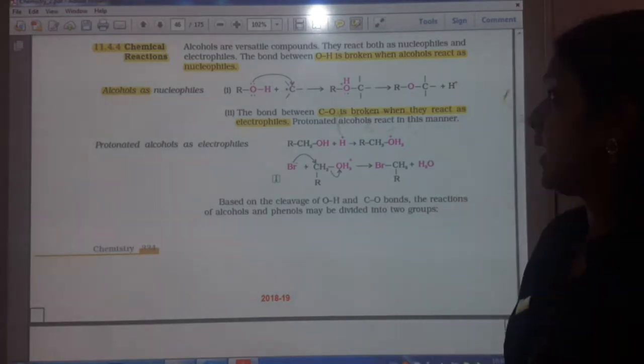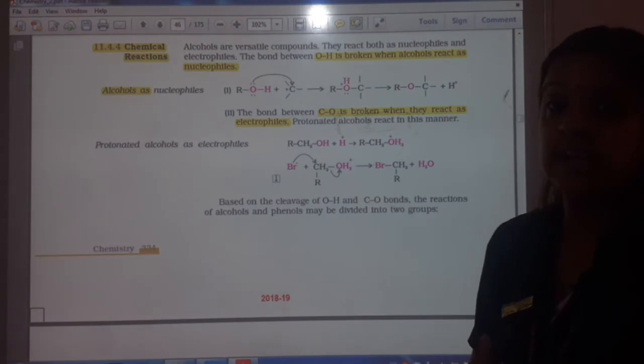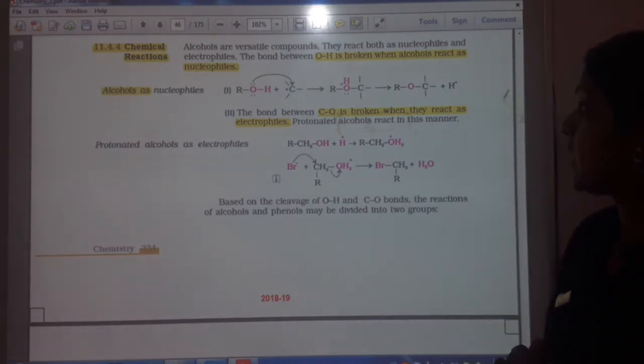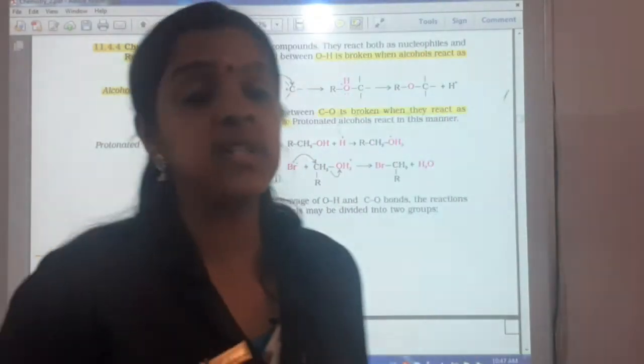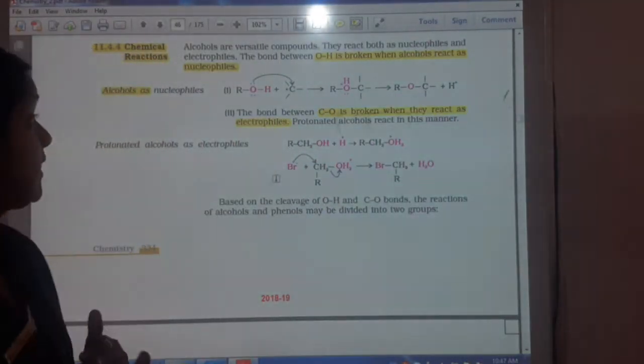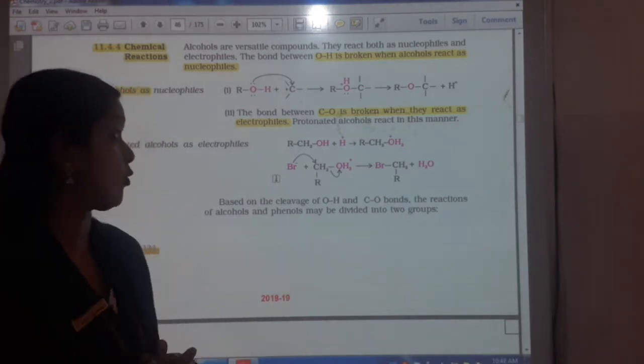Yes children. Now we are going to see the chemical reactions that are involved in alcohols and phenols. Alcohols are versatile compounds. What do you mean by versatile compounds? They are really different because they can react both as nucleophiles and electrophiles.